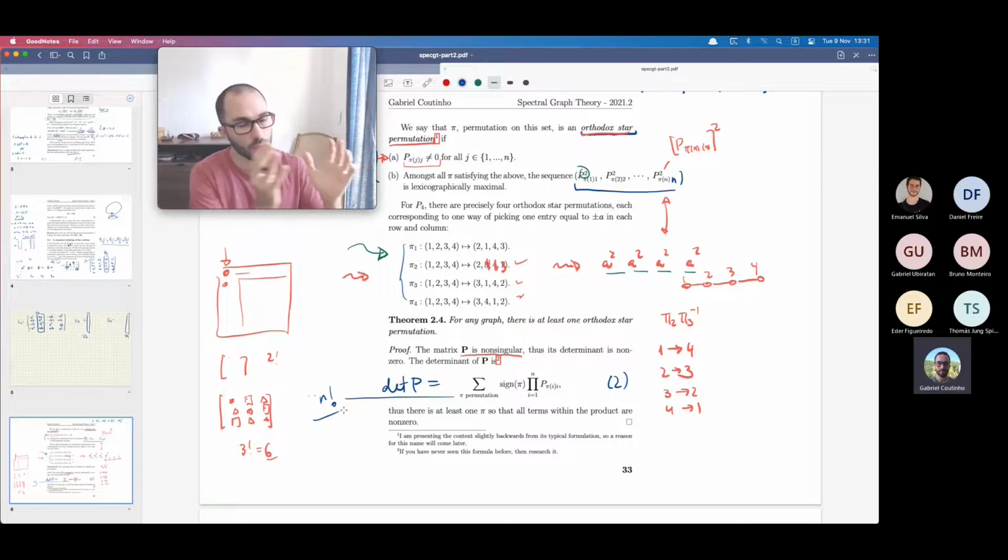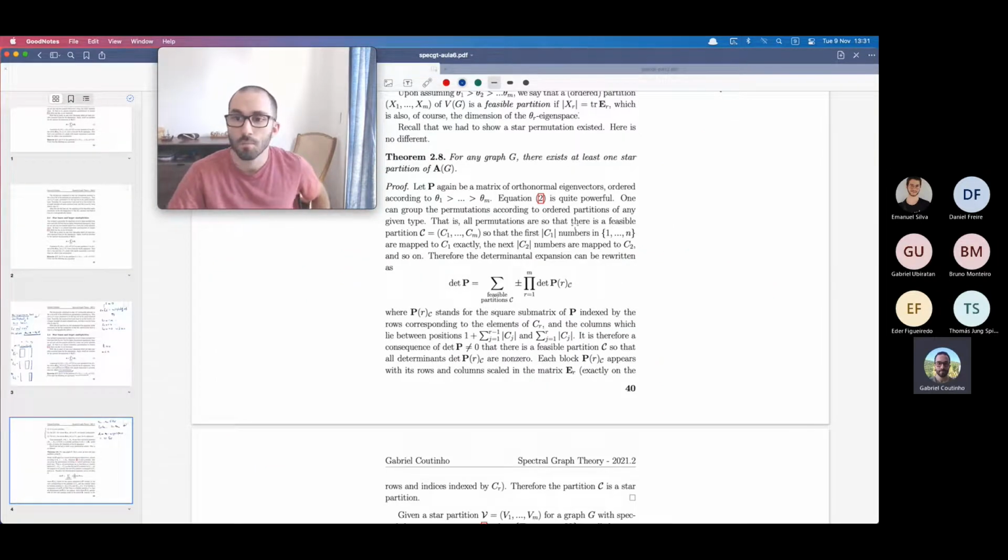I have some permutations here, some there, some there, some there. And how am I going to partition these things? I'm going to group the permutations according to ordered partitions of a given type, meaning all permutations are so that there is a feasible partition C1 all the way up to Cm, so that the first C1 numbers from 1 to n are mapped to C1 exactly.